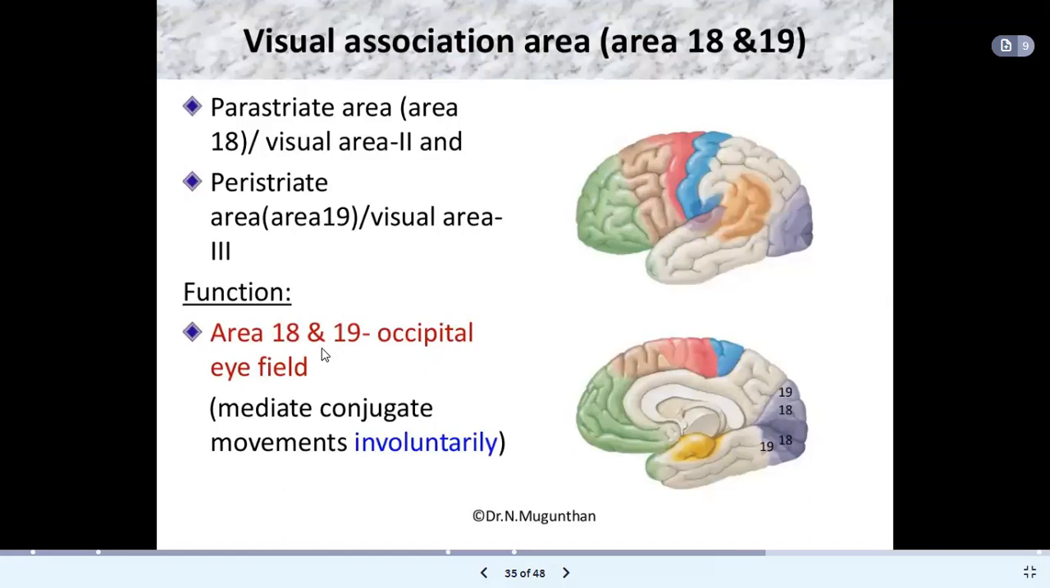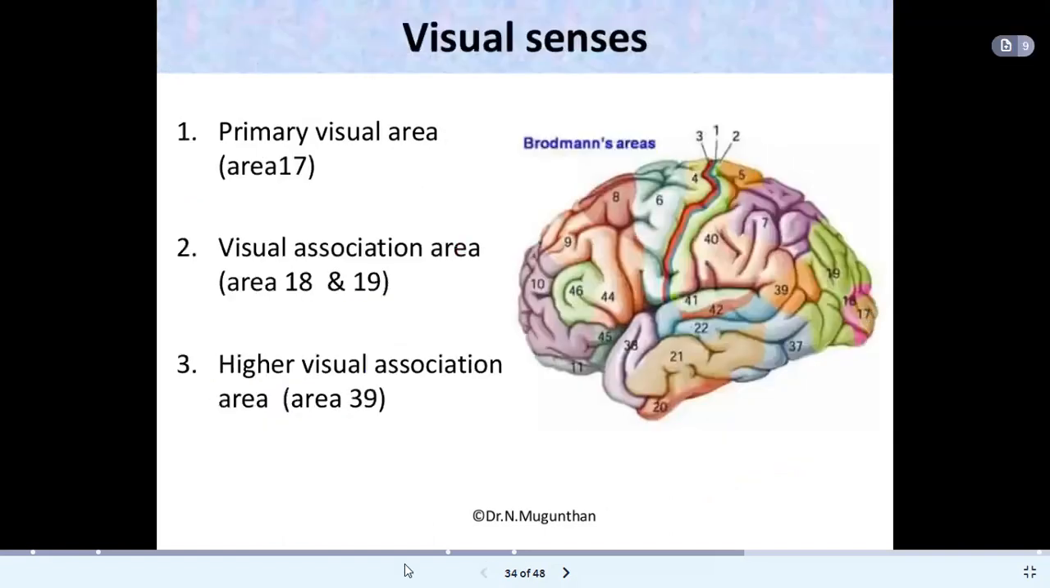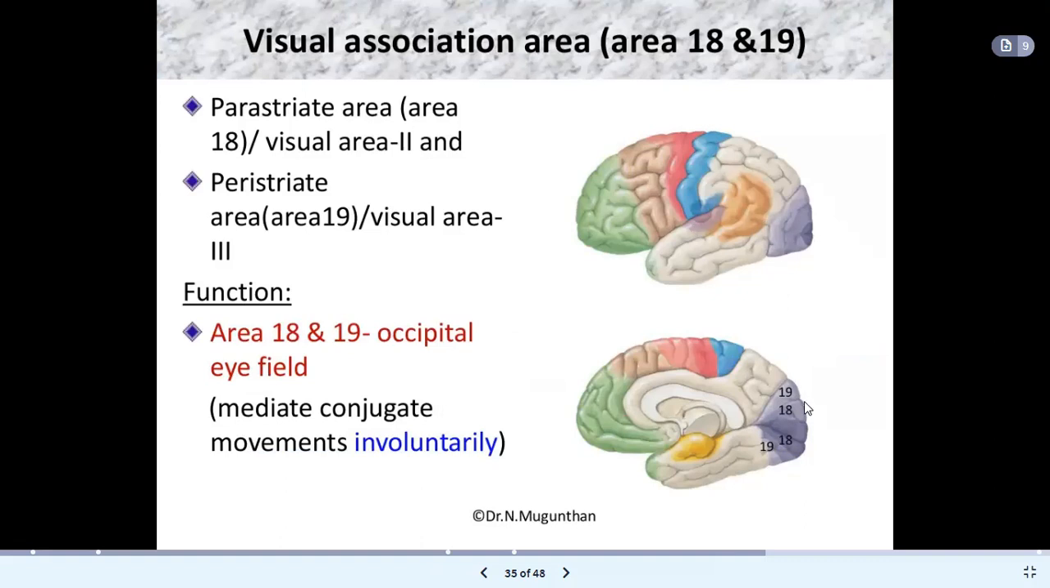Para is actually very close to area number 17, and peri is a little away, surrounding it, hence it is named peristriate and this is named parastriate. All of this is related to area number 17, which is the chief visual area. Very close to area 17 we have the parastriate area, and a little away we have the peristriate area. Areas 18 and 19 are the occipital eye field areas; they help in mediating conjugate movements of the eyeball, involuntary type of movements.